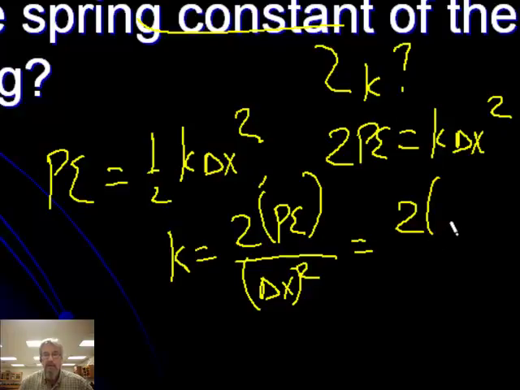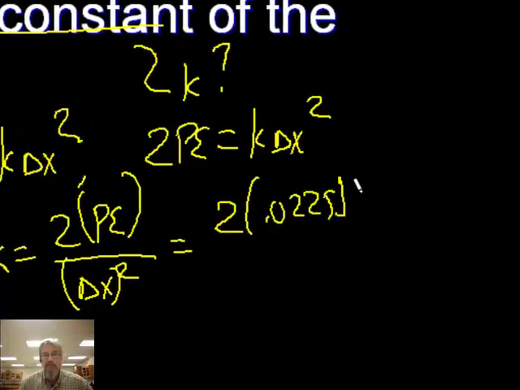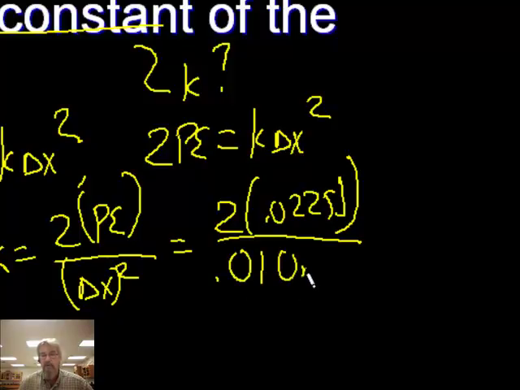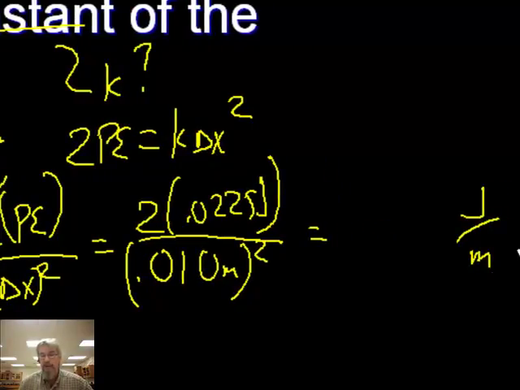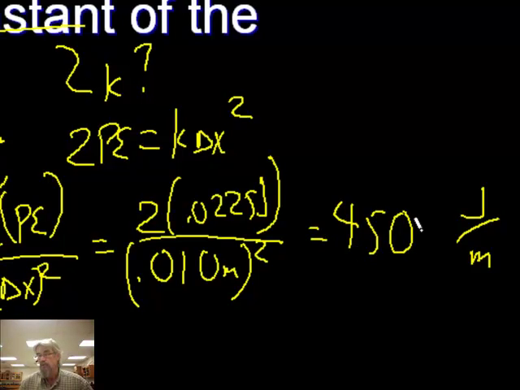So 2 times our energy of 0.0225 joules over 1.0 centimeters. Oh, let's change this to meters. So that'd be 0.010 meters squared. This is going to give us joules per meter, energy per unit length, and that's a good unit of K. If you calculate this out, you find out that 450 joules per meter are stored.